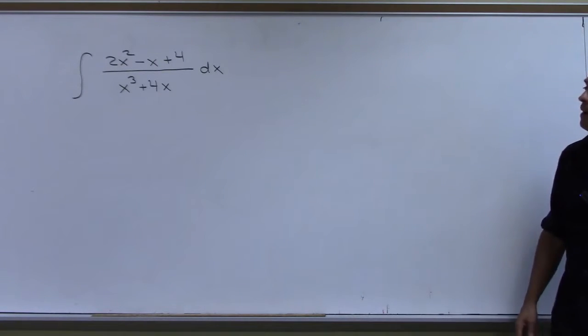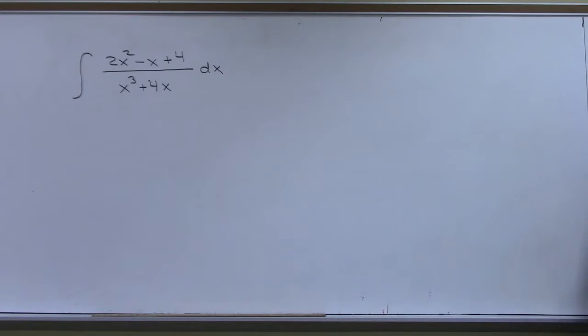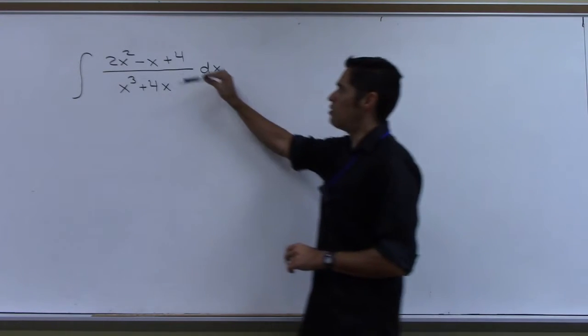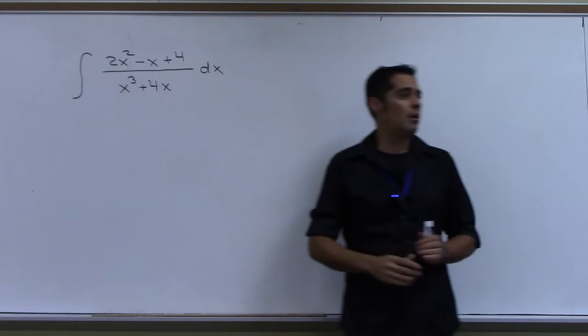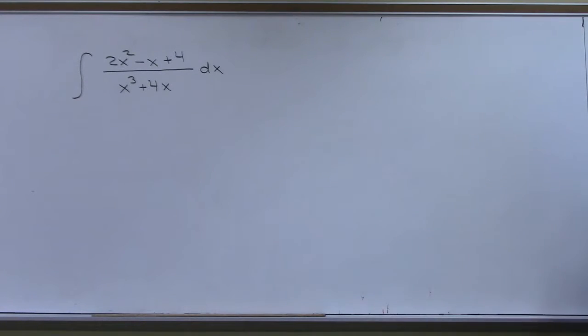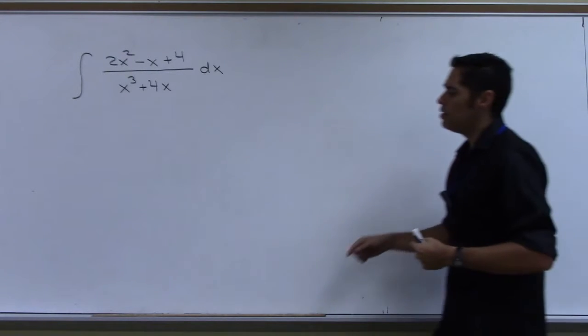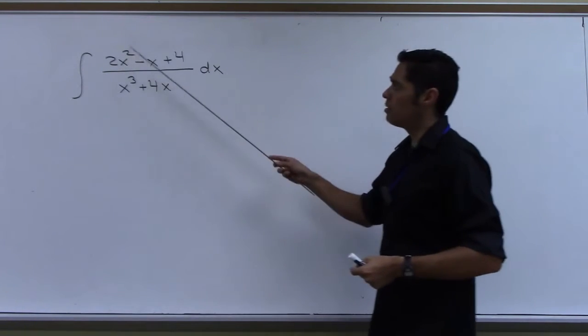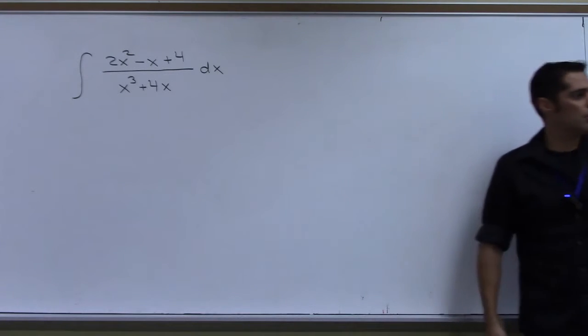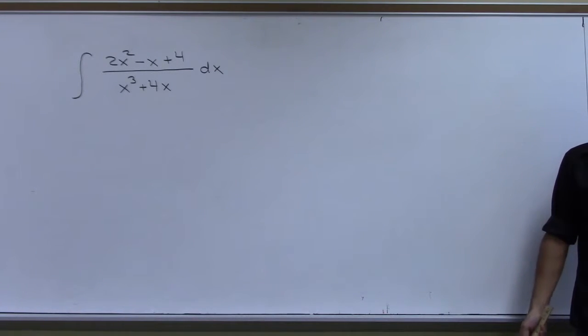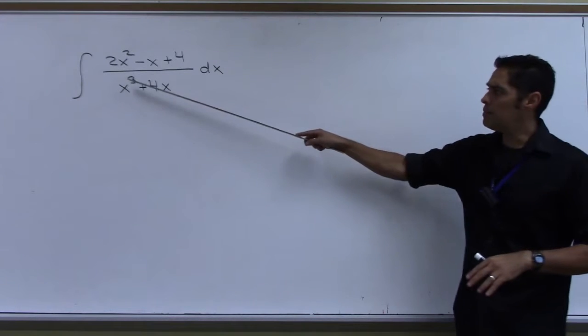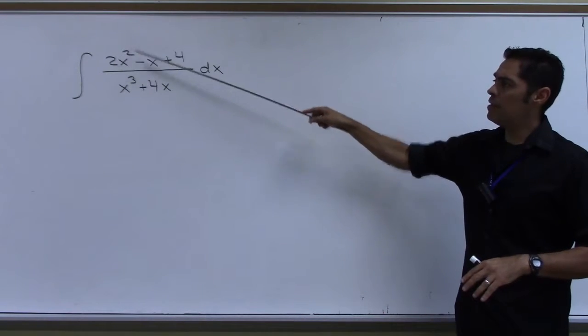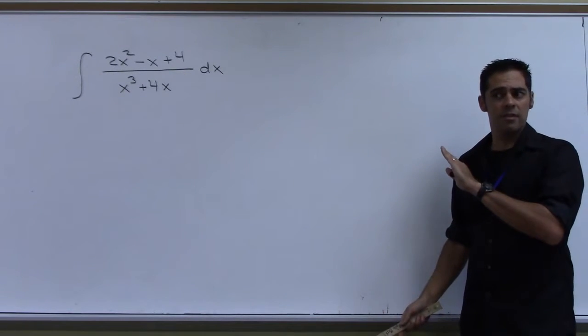So we have a quadratic polynomial on top and a cubic polynomial on the bottom, right? So this is a rational function, and we're starting to think partial fractions possibly. The degree of the numerator is 2. The degree of the denominator is 3. So are we going to need long division? No long division. If the denominator's power is bigger, we're free to move on to the next step.